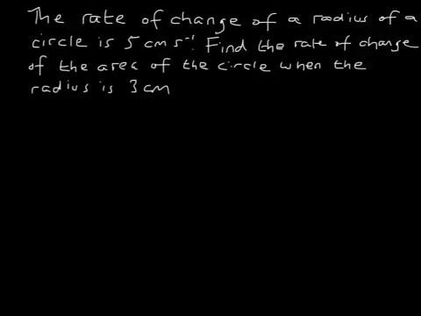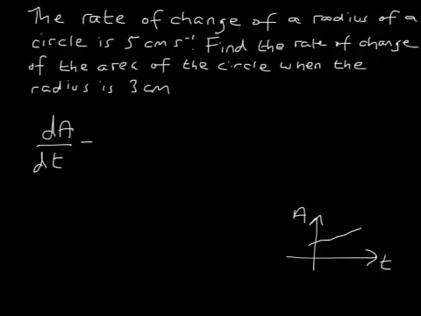That means what is dA by dt? dA by dt shows how the area changes over time. If you imagine a graph, what we want to know is the gradient of this graph, the way in which the area is changing over time. So whereas normally we have dy by dx, here we've got dA by dt. So we're trying to find dA by dt.